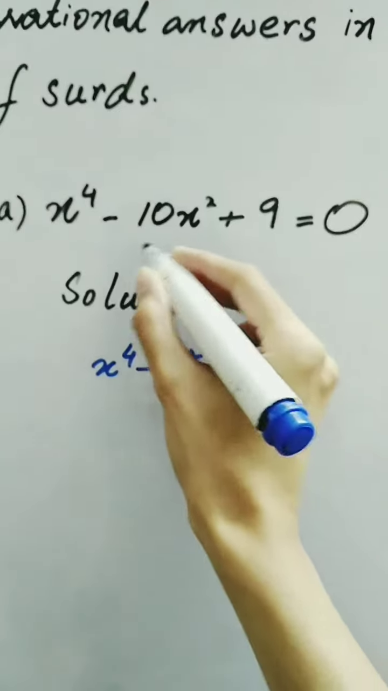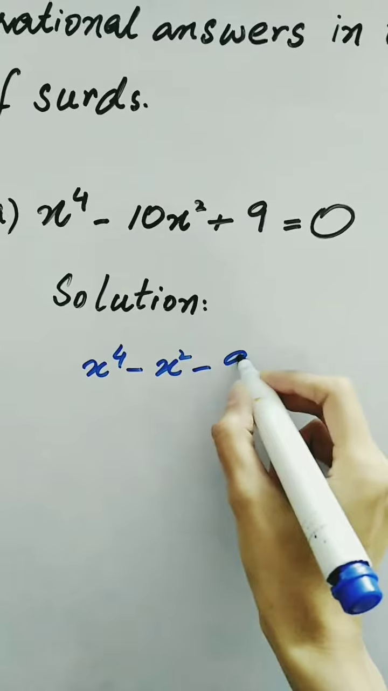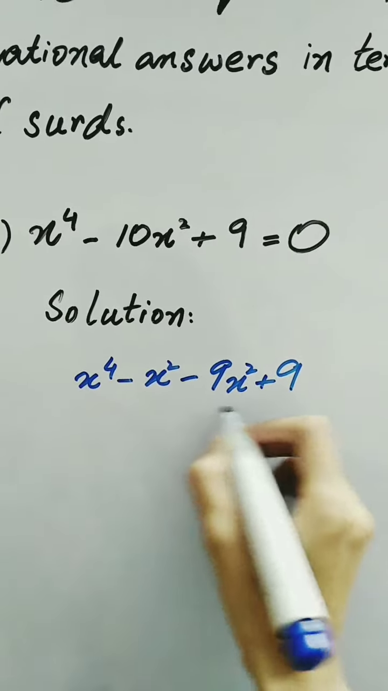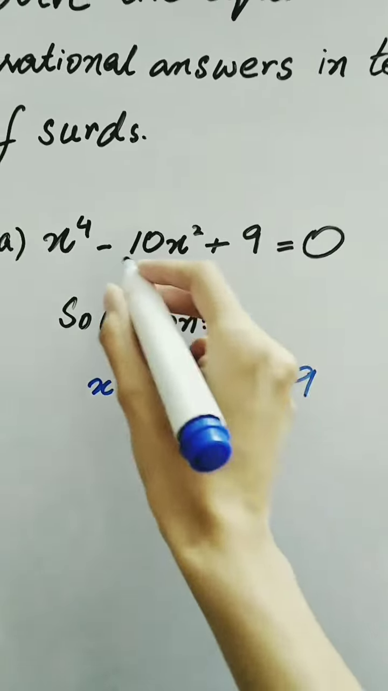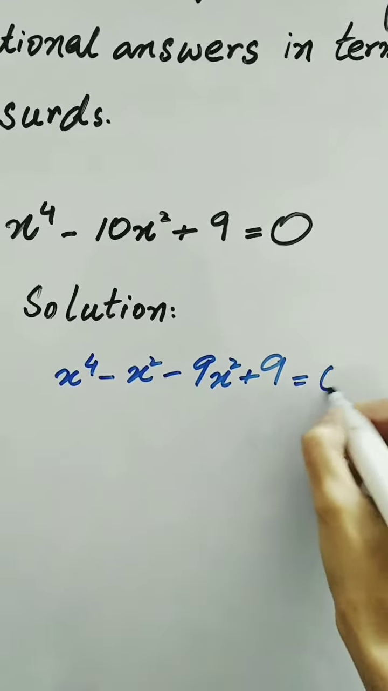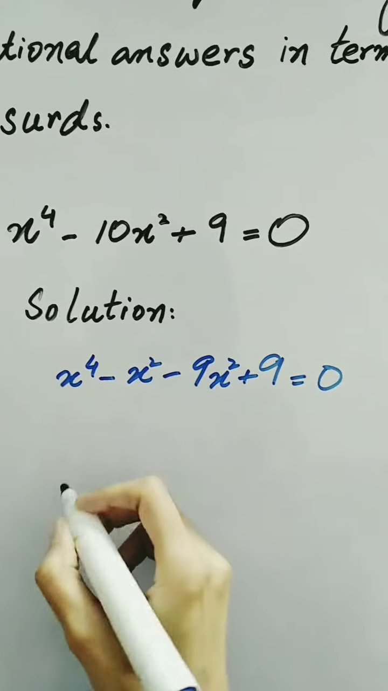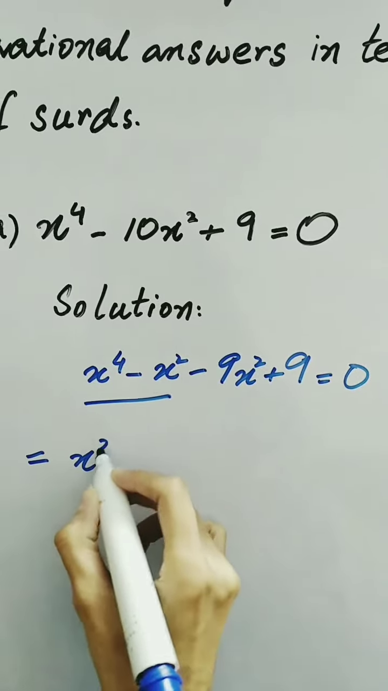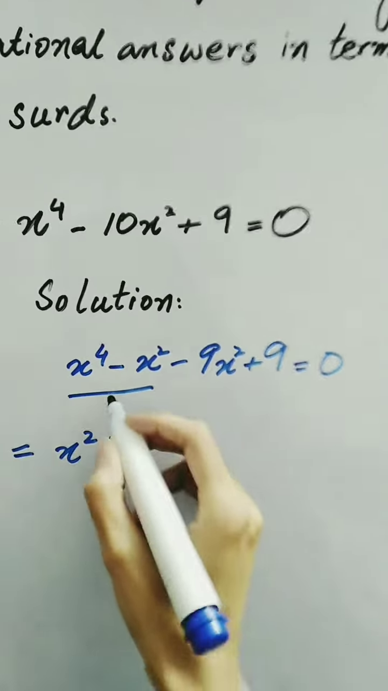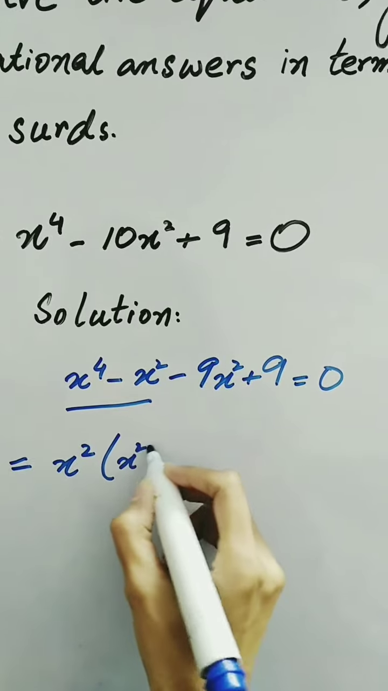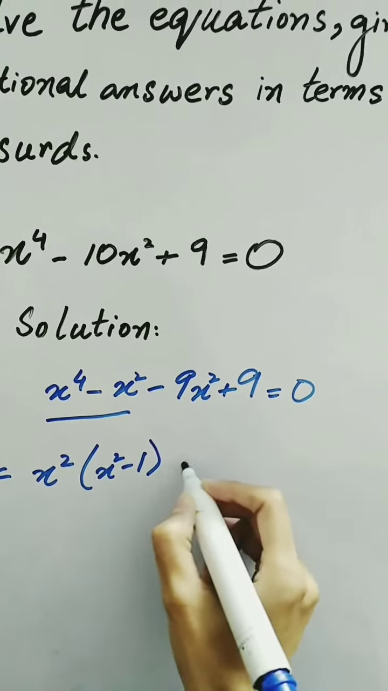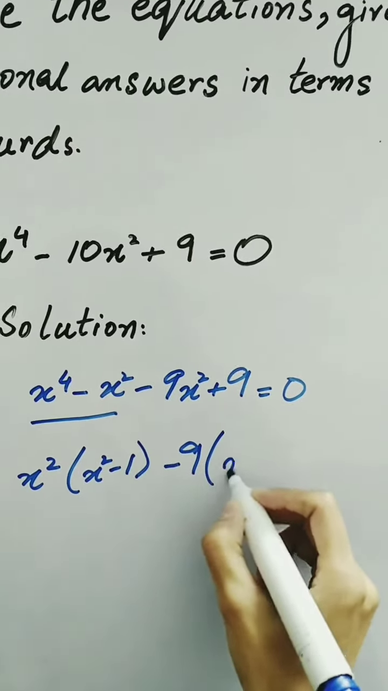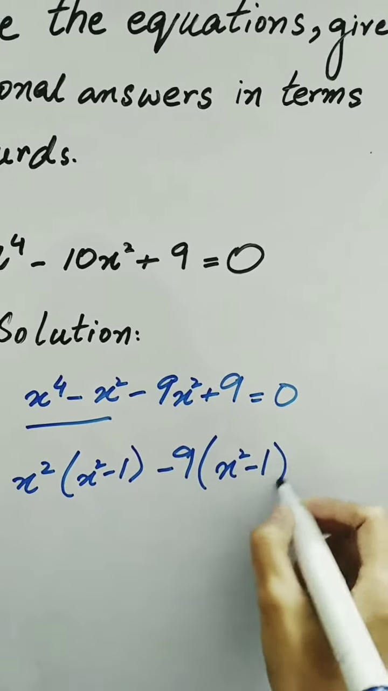We have just broken this minus 10x square into minus 9x square and minus x square. These both are equivalent to minus 10x square. So this expression is same as the above. Now we can take common x square from here and it remains x square minus 1. Now we take common minus 9 here and in the bracket we will have x square minus 1.